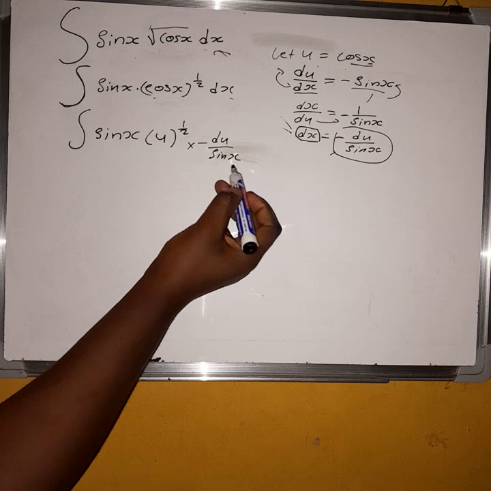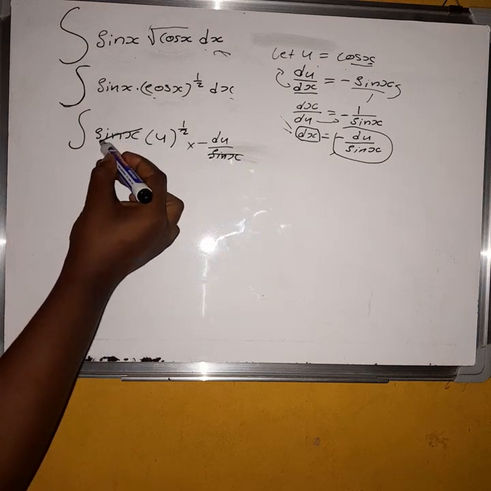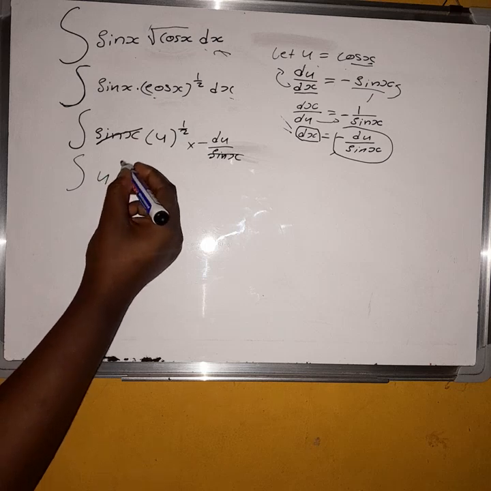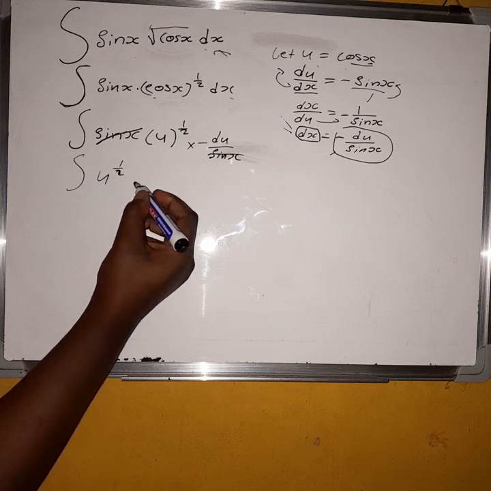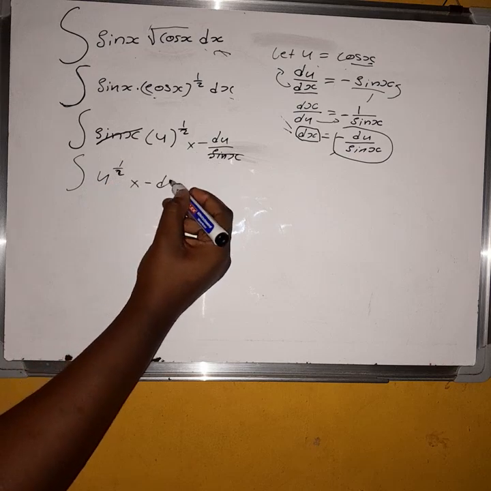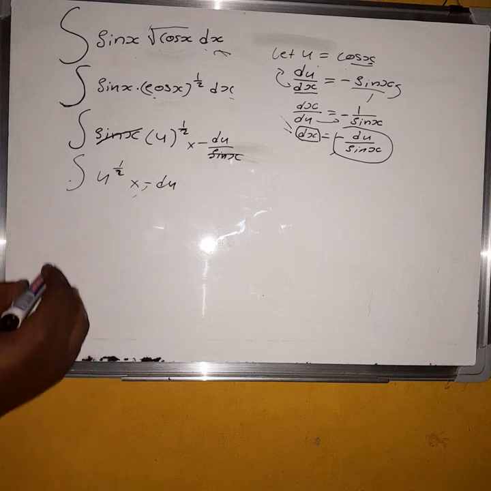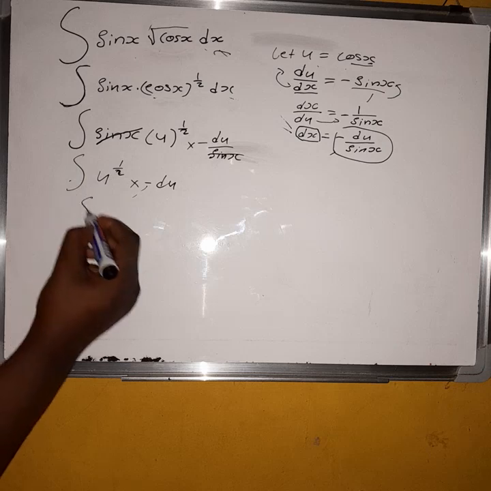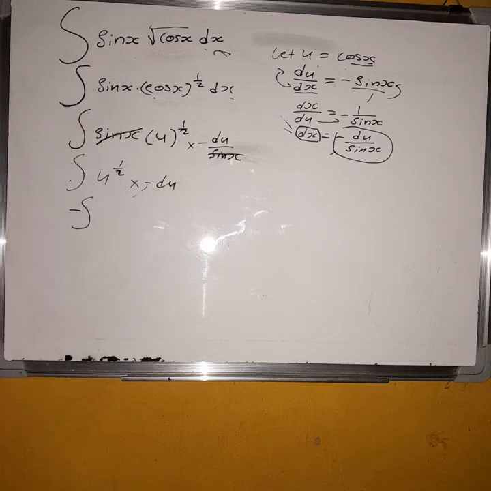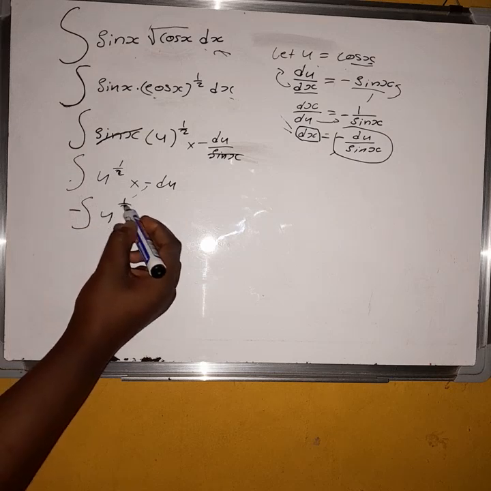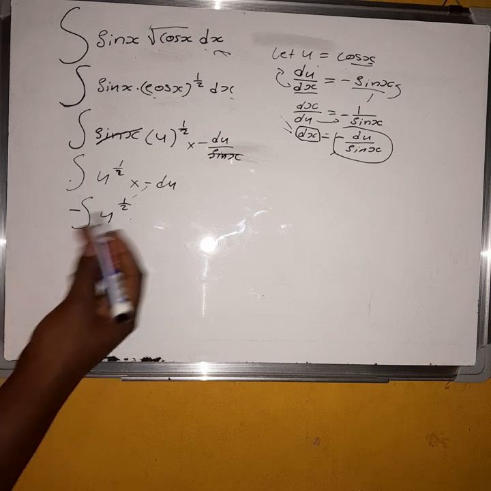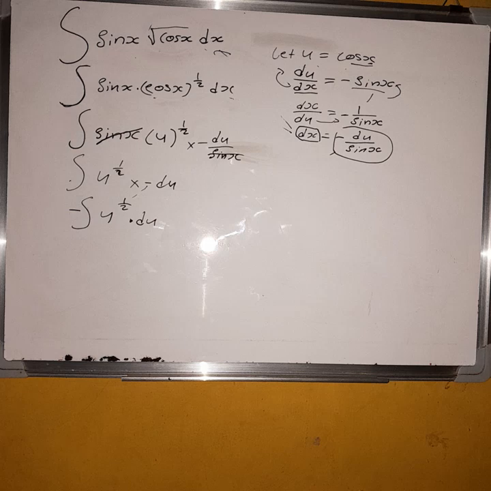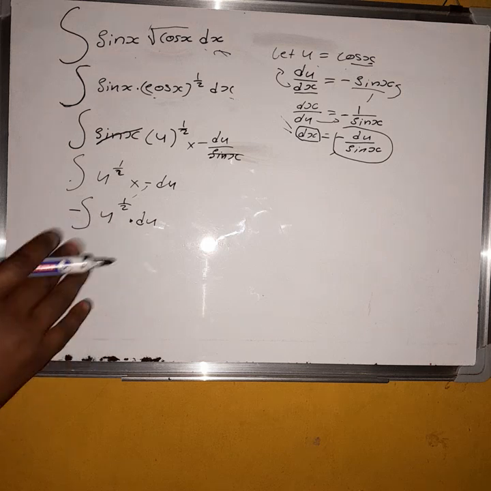Then mathematically, this sine x will cancel with this sine x. Then we'll be left with u to the power of 1 over 2 multiplied by negative du. We can take the negative outside of the integral, because negative 1 is a constant. So I take that negative out of the integral, and I'll be left with u to the power of 1 over 2 multiplied by du.